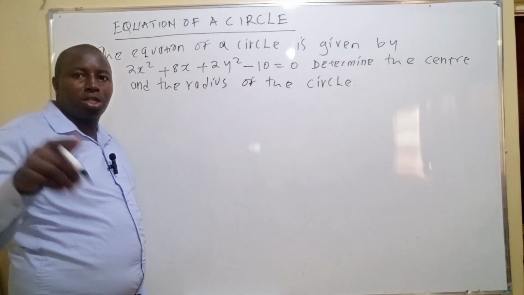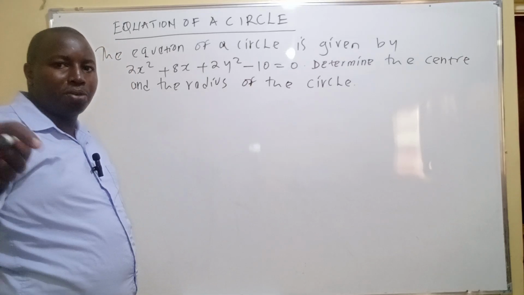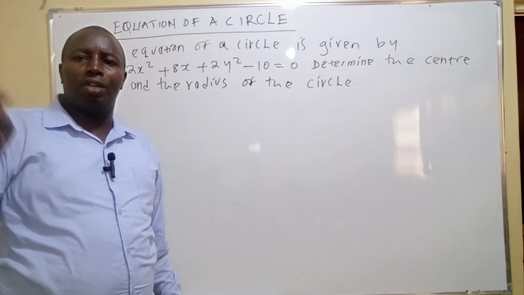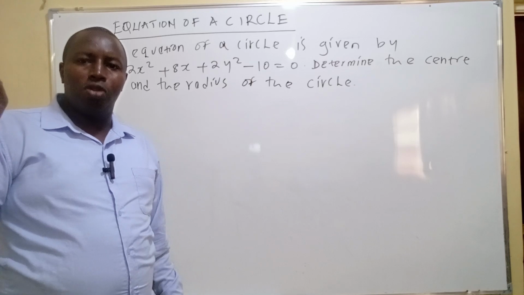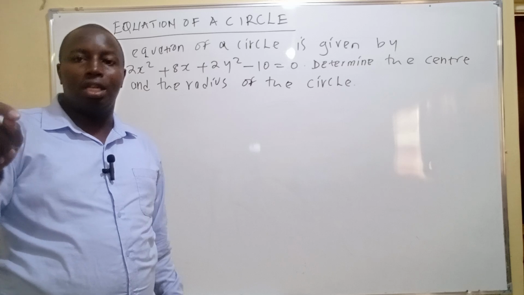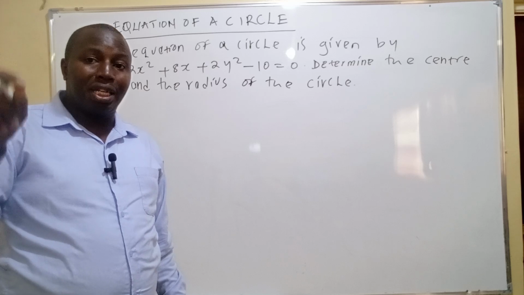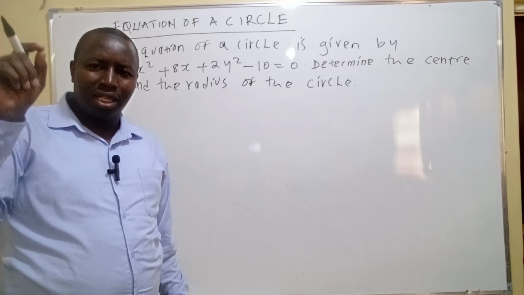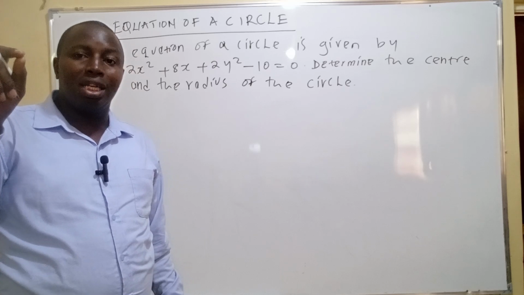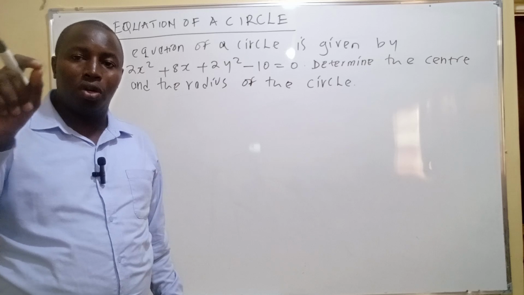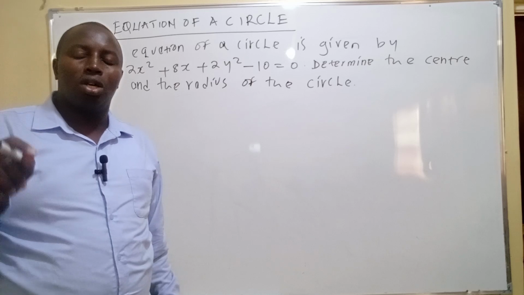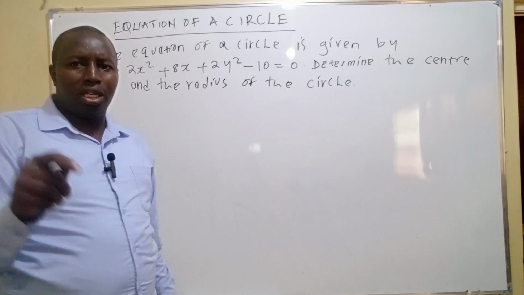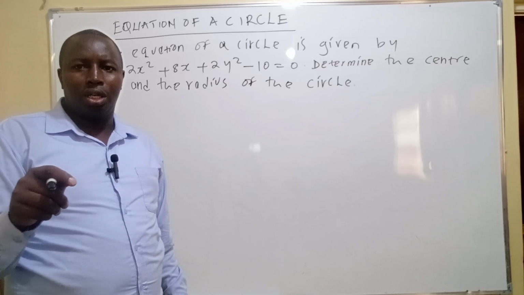Now I'm going to explain all the steps when you are solving an equation of a circle. One, you are supposed to have basic knowledge of the completing the square method. How do you complete a square? That knowledge is required when you are solving the equation of a circle. That is in quadratics, completing the square, in Form 3. So let's see how we handle this kind of question.